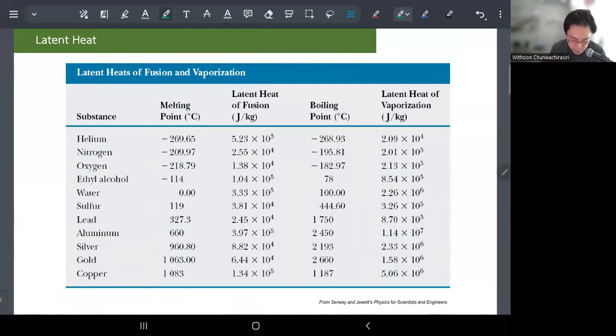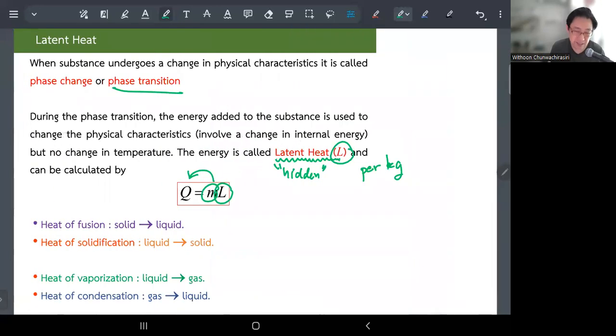For example, we are probably most familiar with water. So look at this. There is the latent heat. Now look at the name: the latent heat of fusion. From the sound of it, it's something that is fusing. It's when you are changing from solid to liquid. That's the heat of fusion.